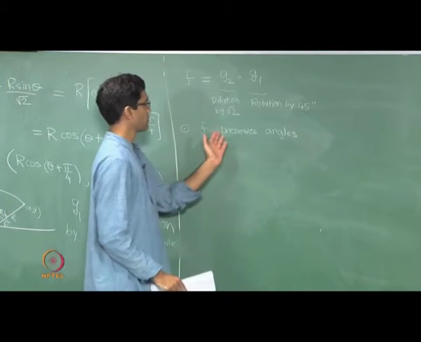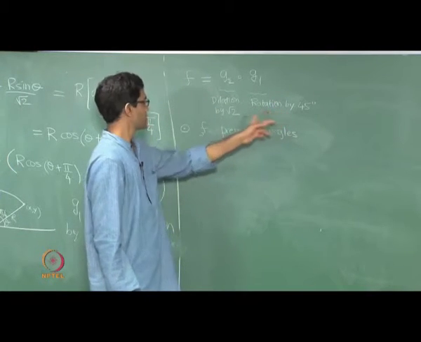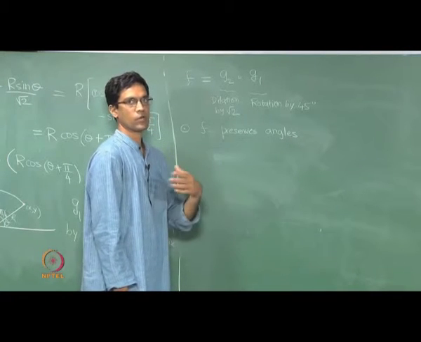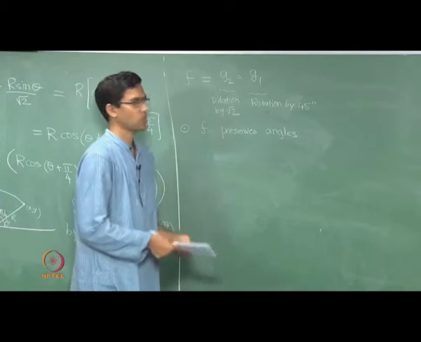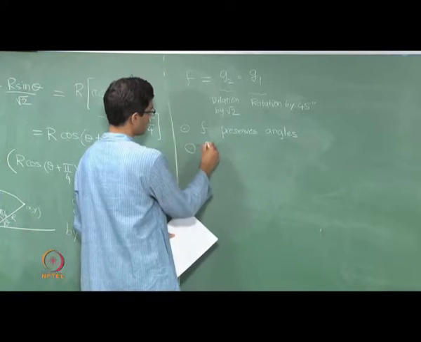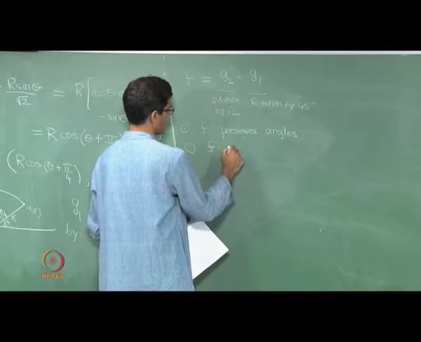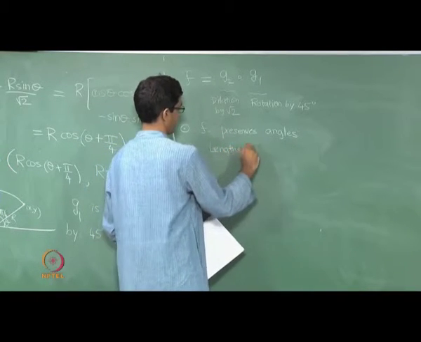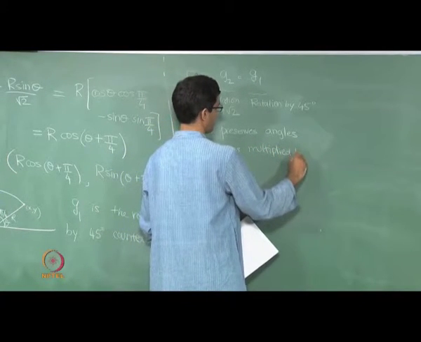And why is that? Because the first operation, rotation, does not change angles. The second operation, dilation, as we just saw, also does not change angles. So, when you do the first followed by the second, the angle cannot change, neither of the two constituent pieces can change the angle. Okay. So, f does preserve angles. What does f do to lengths? f dilates lengths by a factor of root 2. So, lengths are multiplied by a factor of root 2.